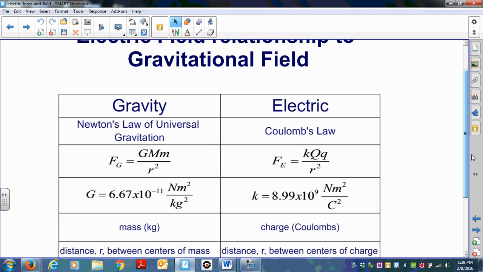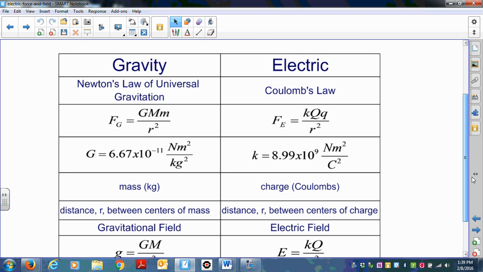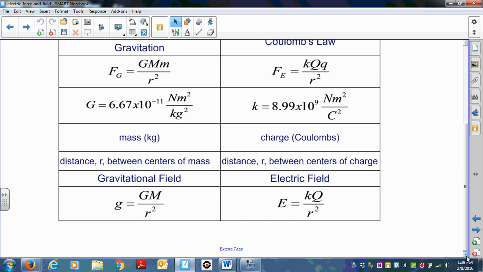So here's a chart that shows the gravity and the electric fields. Notice that the force is very similar. It's an inverse square law. Notice the relationship between the constants. This is very small compared to this: 10 to the minus 11 versus 10 to the 9. Notice that the gravitational field is GM over r squared and the electric field is kQ over r squared. Both very similar in look.